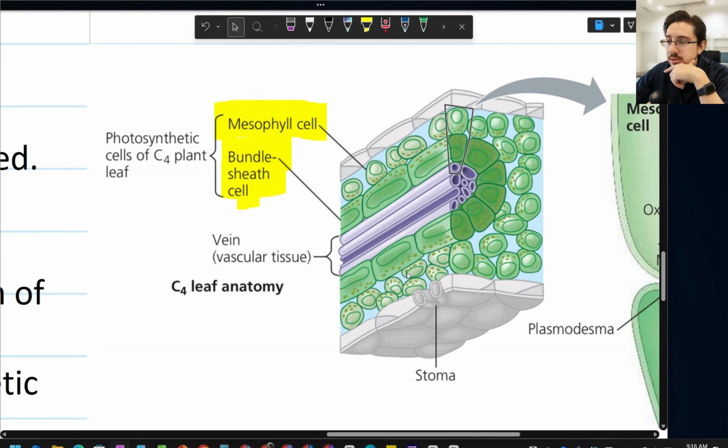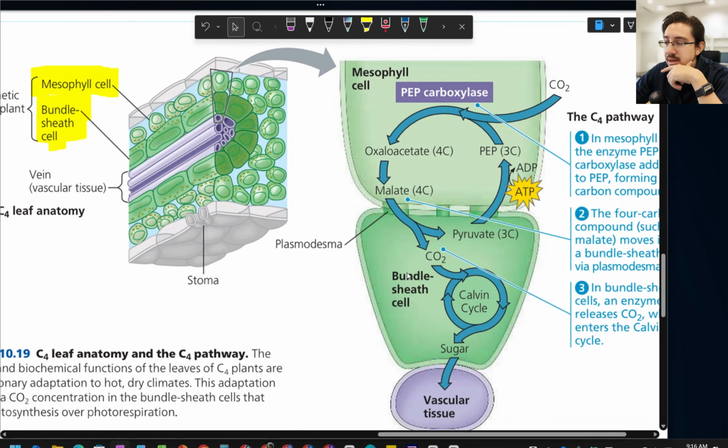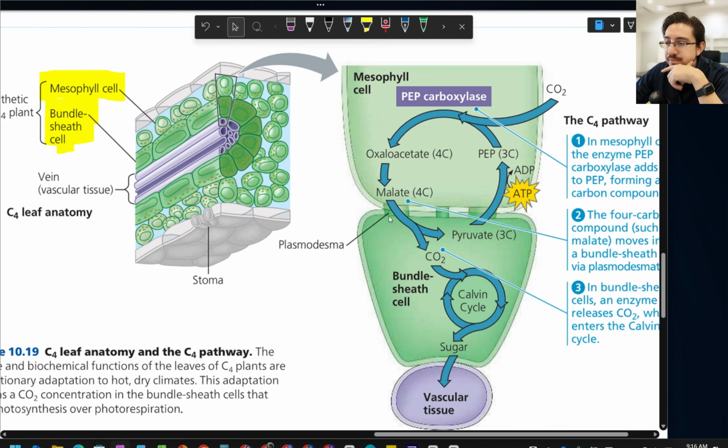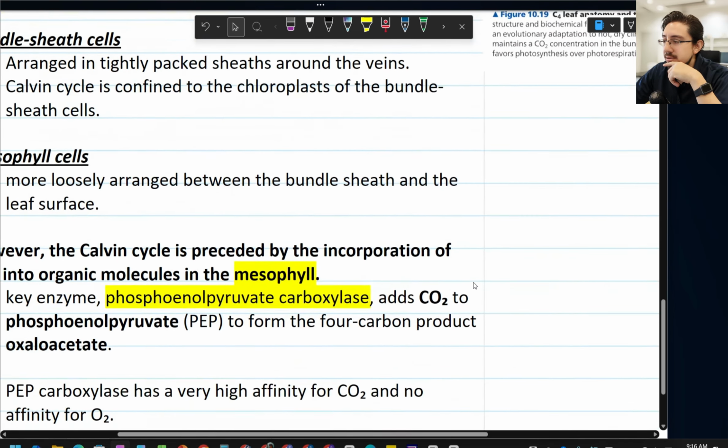If you were to look at them in more detail, they're connected by these little channels called plasmodesmata. In any case, you have mesophyll cells. They're anchored together with bundle sheath, and something is occurring between them. So let's take a look at what these cells are to begin with.